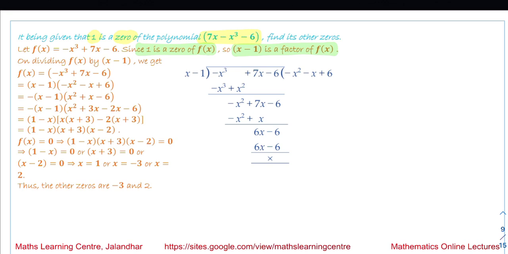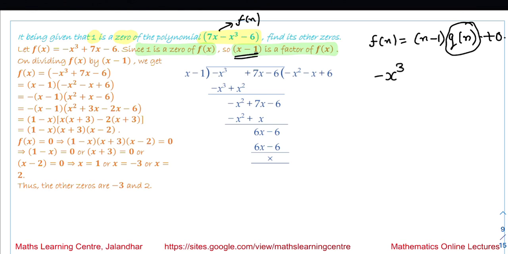Now x minus 1 is a factor of fx. It means if we divide this polynomial by x minus 1, remainder will be 0. Or we are saying that fx is equal to x minus 1 into some qx, because it divides, so remainder in this case it will be 0. So we are interested in finding this qx. So what we are going to do is we are going to divide these two polynomials. So it is minus x cube plus 0x square, then plus 7x minus 6, and we have to divide it with x minus 1.